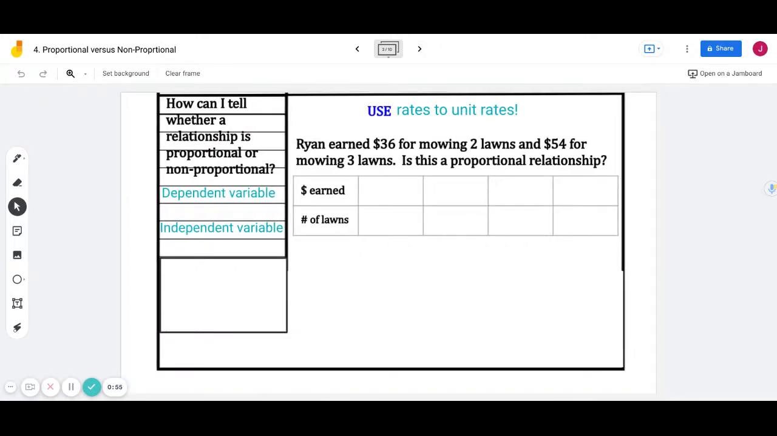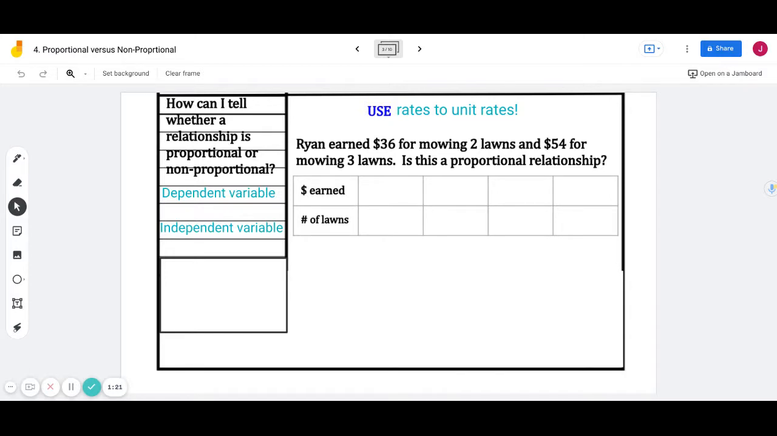So here's our first example. Our question is, how can I tell whether a relationship is proportional or non-proportional? We're going to use rates to unit rates, what we learned in the previous lesson, converting those rates to unit rates, and then we're going to compare those unit rates. So we have Ryan here who earned $36 for mowing 2 lawns and $54 for mowing 3 lawns. Is this a proportional relationship?